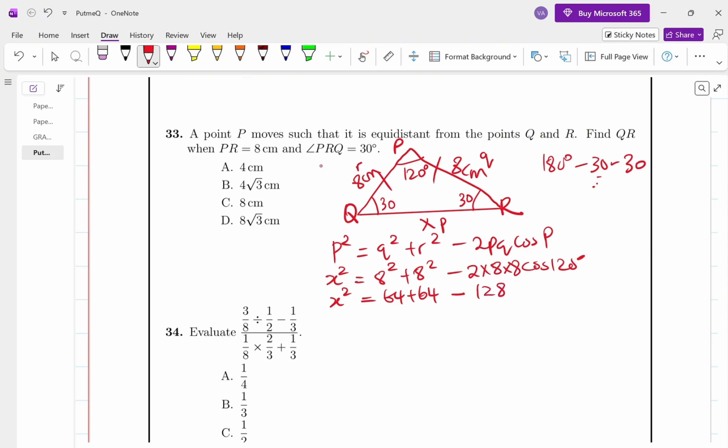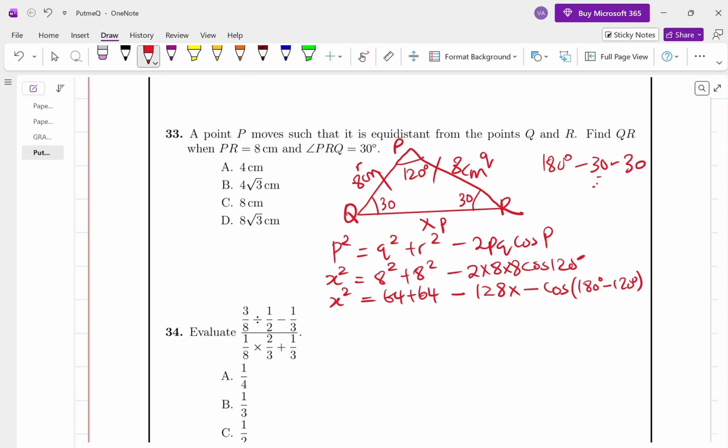You might not have a calculator, but there's a way to do this. First of all, this will be a minus cosine of 180 minus 120. Now, why is it this way? You might be asking.